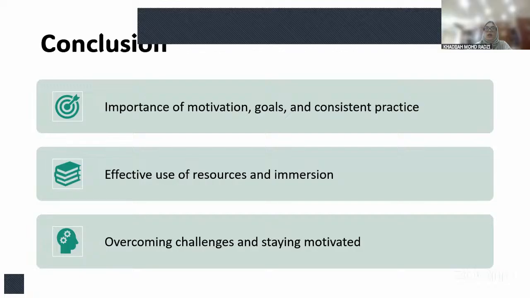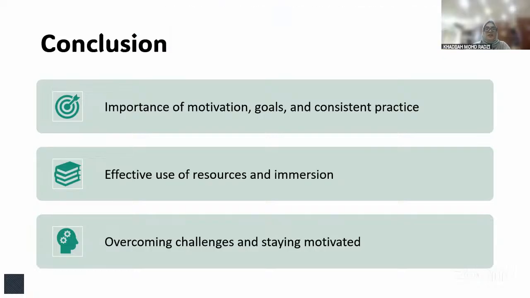To conclude, how can you be a good language learner? It is important to have goals. It is important to be motivated, and you need to practice consistently. Secondly, use all of the resources available to you to improve your language, and immerse with the language, engage with the language, use the language. For example, if you're Malaysian studying Arabic, use Arabic. If you're a Chinese student, don't speak Chinese with your Chinese friends. Use the language. So overcoming challenges and staying motivated is the key to being a successful language learner.